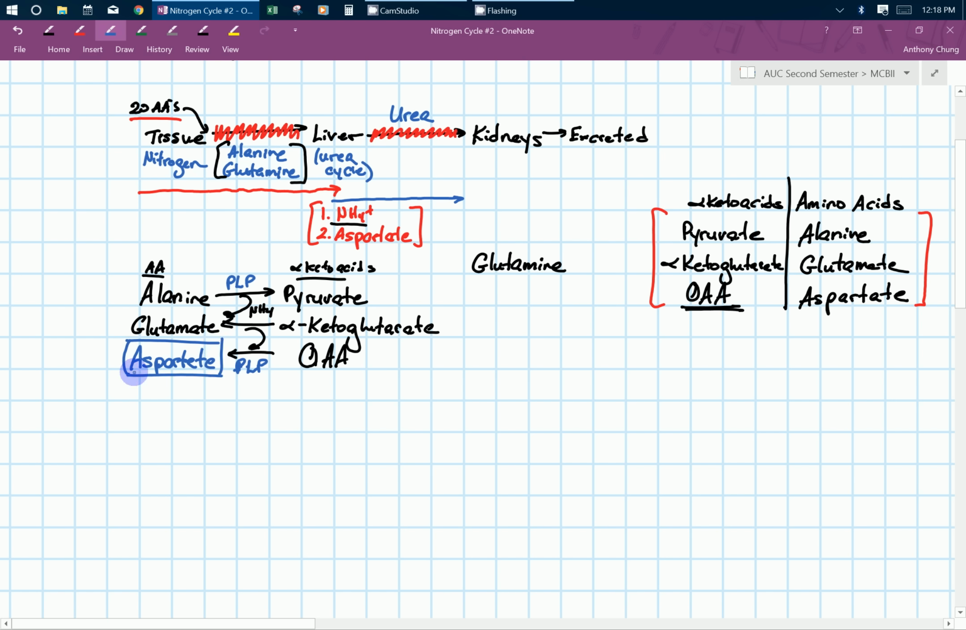But there's another way in which glutamate, if you recall from the first lecture that we had, can lose an ammonia to become back into alpha-ketoglutarate. I'll just put that on. Yeah, you know what I mean. All right, so over here, this enzyme is going to be glutamate dehydrogenase.